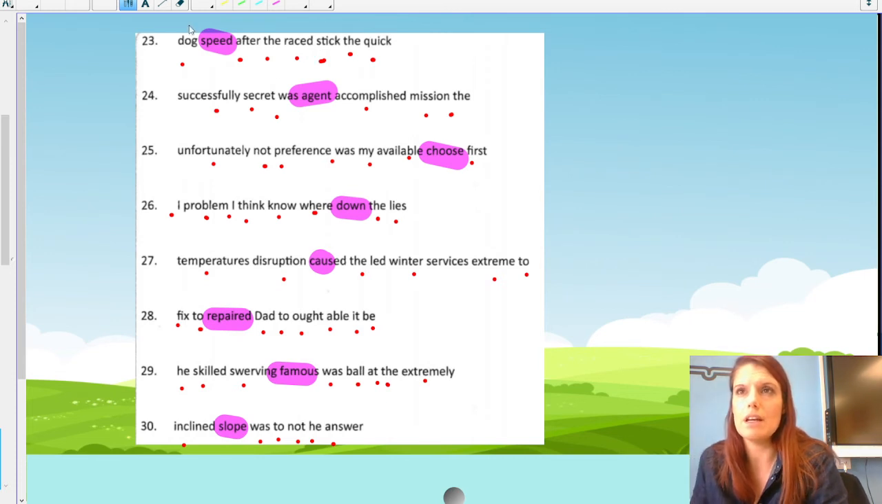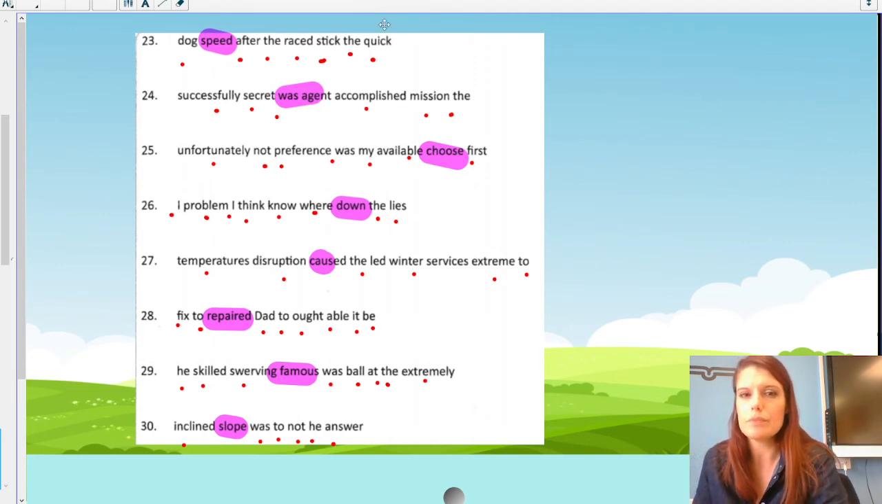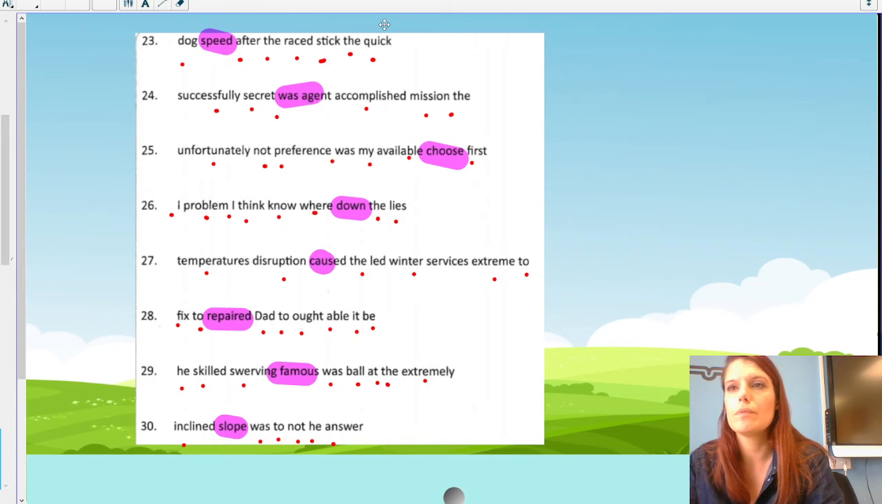This is slightly unaligned. It should be was. My first preference was unfortunately not available, or unfortunately my first preference was not available. I think I know where the problem lies. The extreme winter temperatures led to services disruption. Dad ought to be able to fix it.